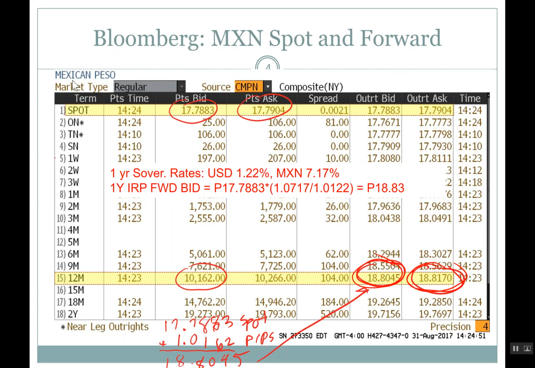Or what you do is you look at Bloomberg and you call 5 banks and say, hey, what's the best price? I want to buy 20 million pesos next year. What's the best price you can give me? And just pick the best price.